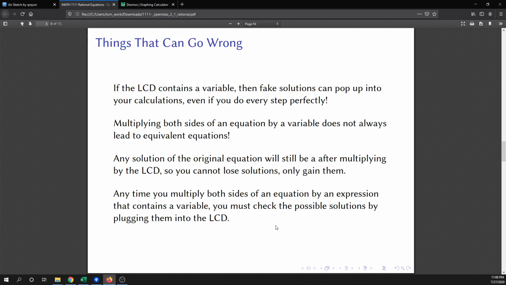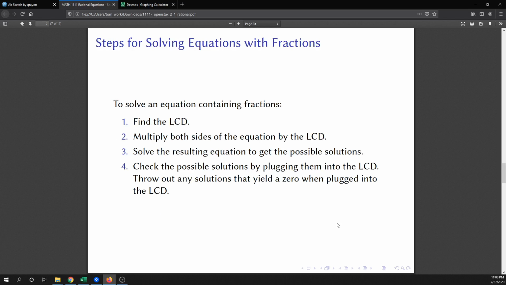So you can do everything perfectly and fail to get the correct answer if you don't check. And like I said, at the very least, you need to plug those solutions into the LCD and check those answers. So that leads us to the general steps for solving equations with fractions.